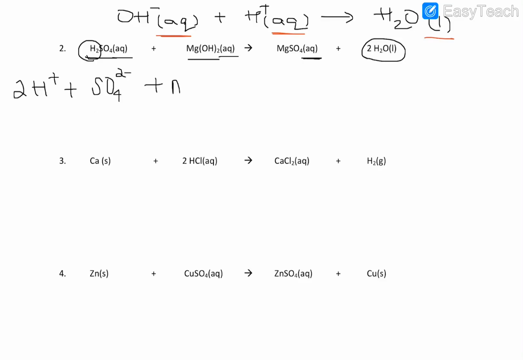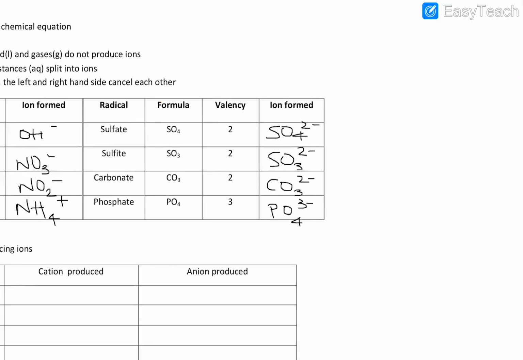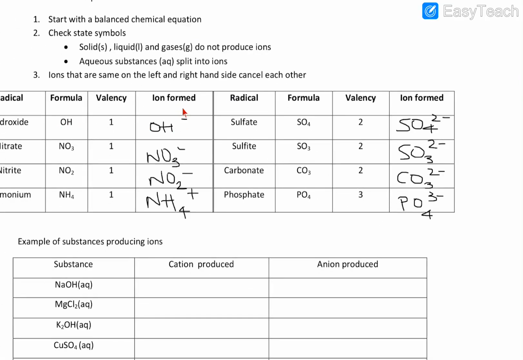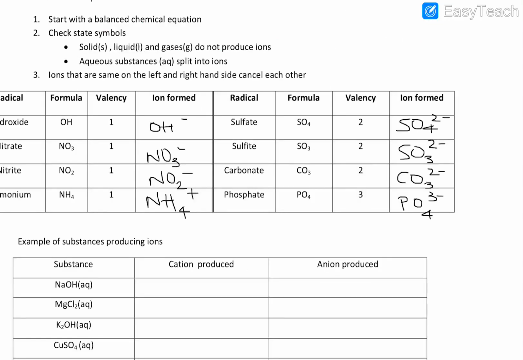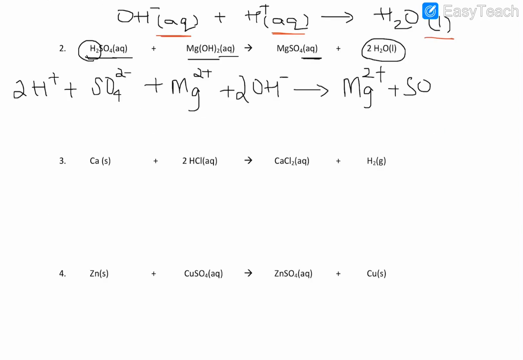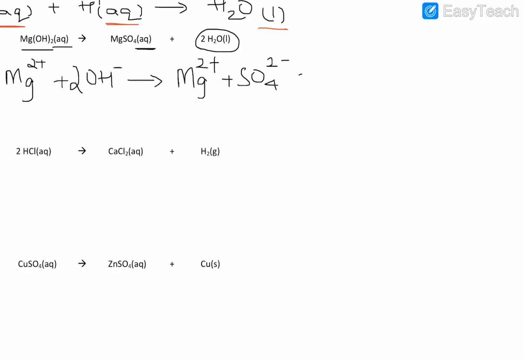And this will split. Mg, magnesium is in group 2, so it will have charge 2 plus. OH is over here. Hydroxide, it's always OH minus. So I'm going to write OH minus. But you have 2 here, which means that there is 2 of this. Mg, again, Mg2 plus. SO4 again, SO4 2 minus, and H2O will remain unsplit.